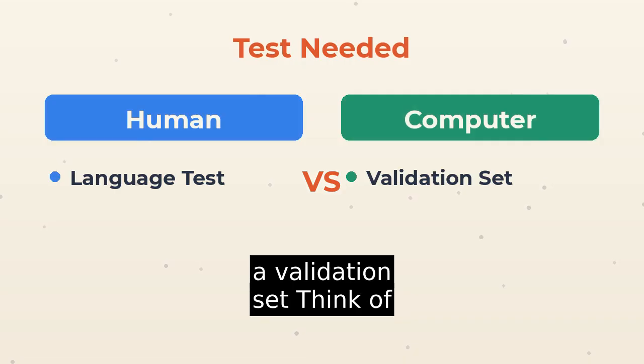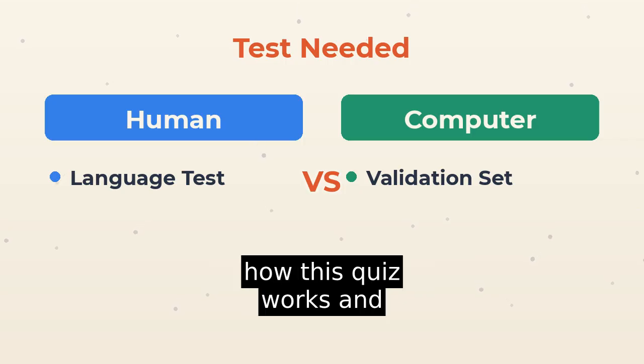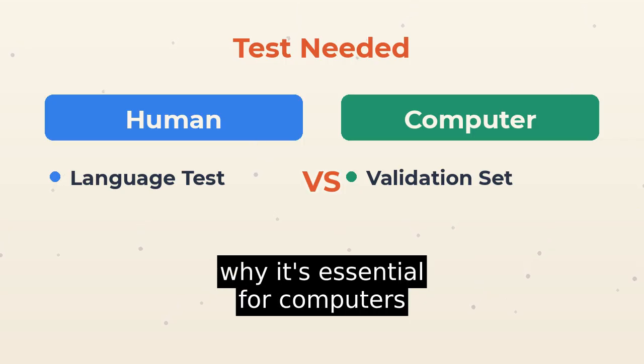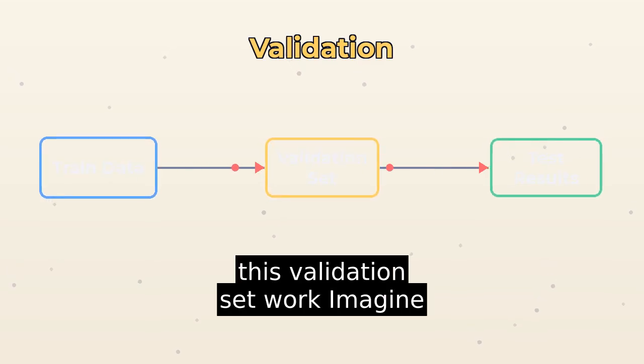This test is called a validation set. Think of it like a quiz for computers. You're going to see how this quiz works and why it's essential for computers to learn. So, how does this validation set work?